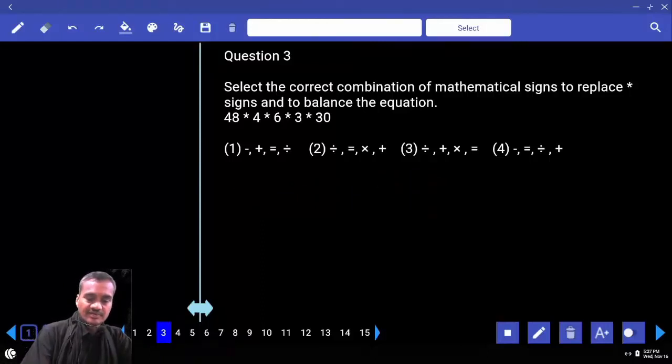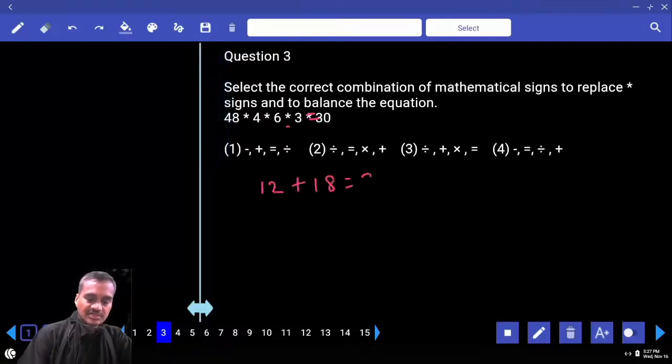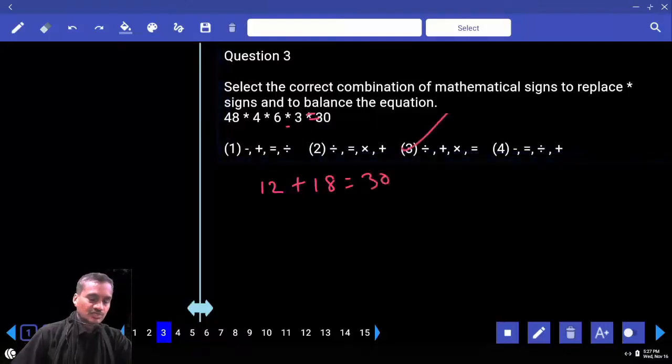Next, 48 divided by 4 equals to 12. Then 6 into 3, 18. 18 plus 30, 48. Now 12 is not equals to 48. That's again ruled out. Next one, 48 divided by 4 is 12, plus 6 into 3 is 18, equals to how much? 30. And 30 equals to 30, that is choice 3, question number 3.